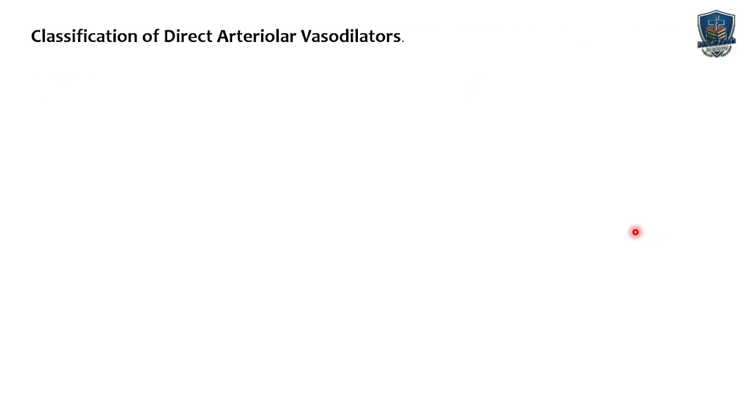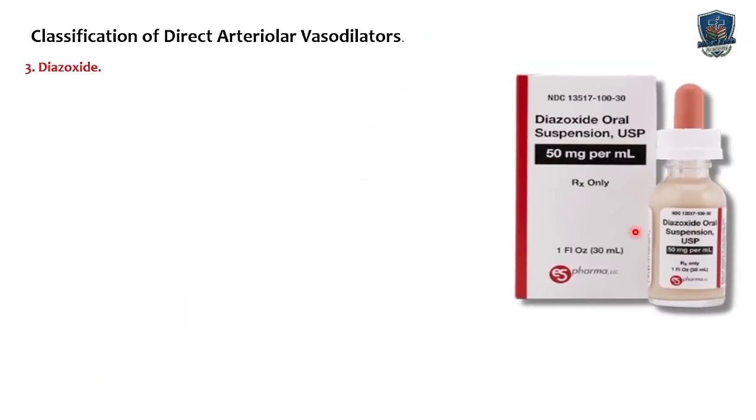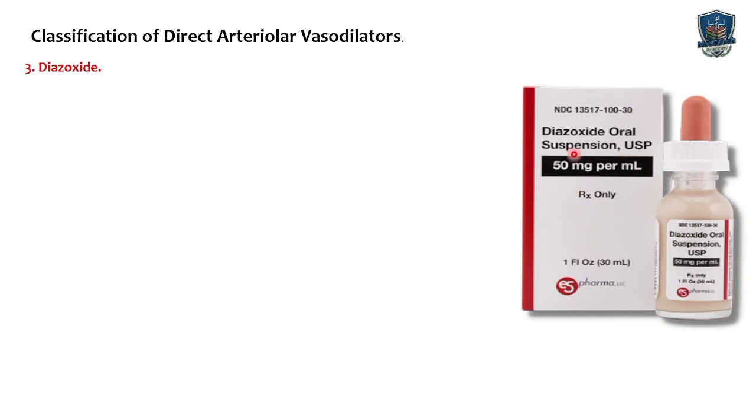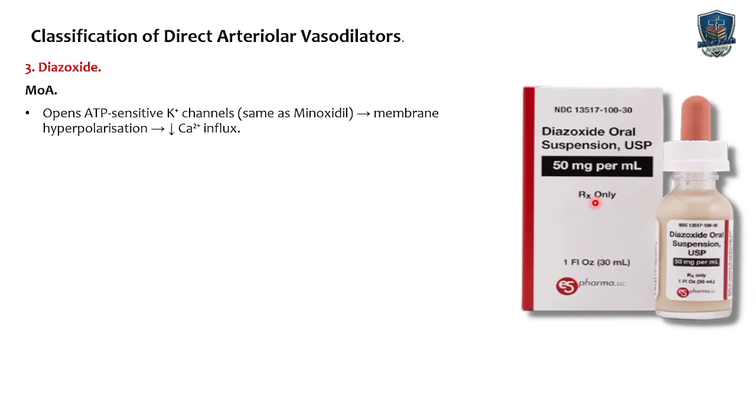Now, let's continue. Another classification of drug that you have is the diazoxide. So diazoxide also can be classified as a direct arterial vasodilator. This is our drug here, our diazoxide oral suspension. Now, just like the minoxidil, this one also works the same way in that it opens the potassium channels. If you open the potassium channels, there will be an efflux of potassium.